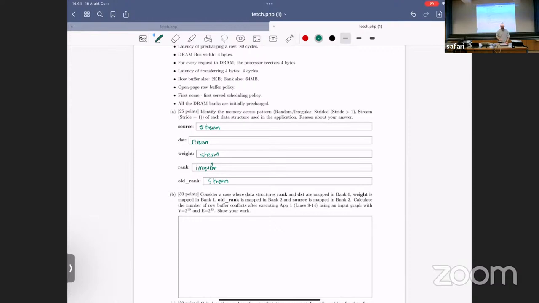You can say that in the application, like the source, we access the external loop source of 0, 1, 2, 3, et cetera, right? The basic thing here is that for the rank, you explain why it is irregular or random, because it depends on another data structure. Okay.